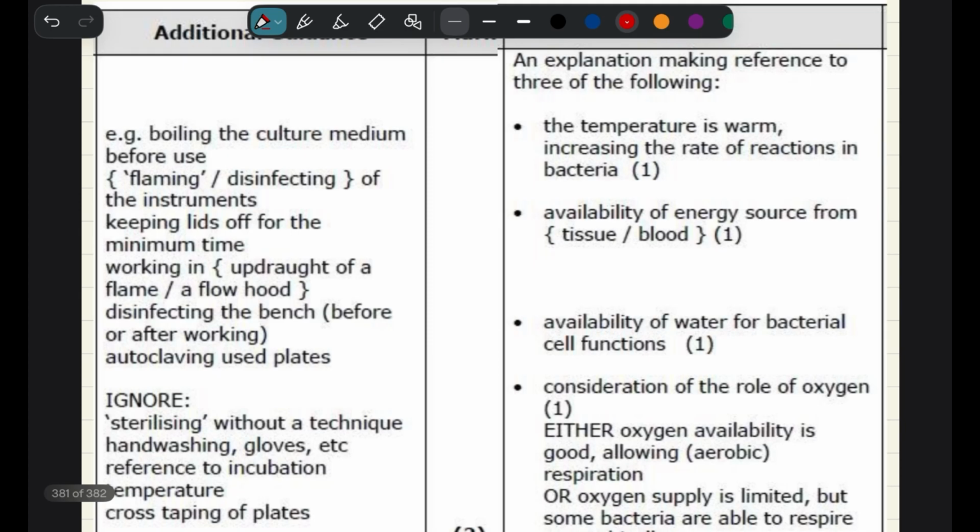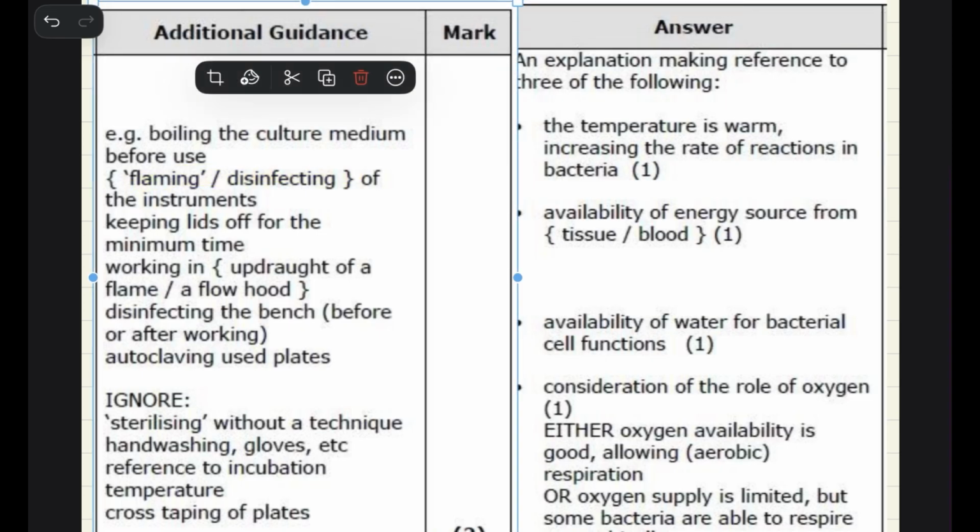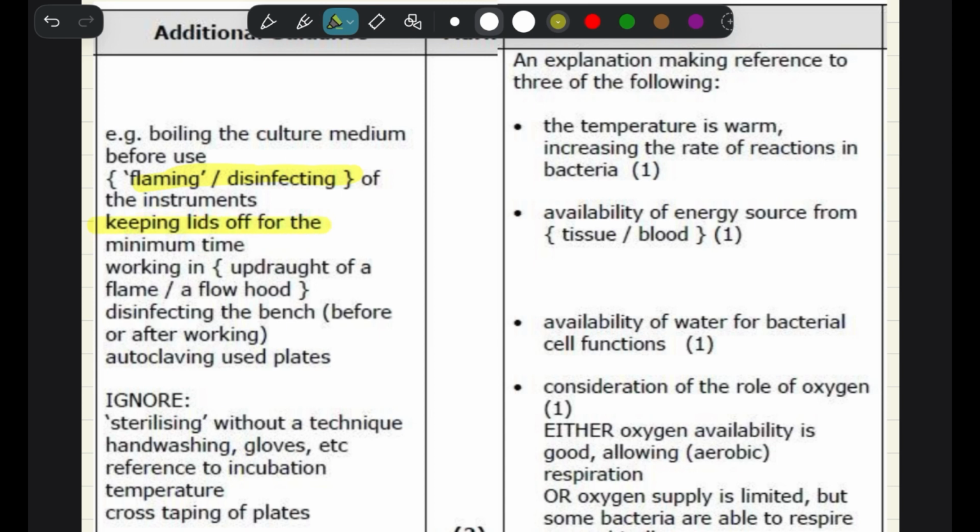Now, the next one was about the aseptic technique. So these are things that you should have known from doing the practical in school. So we flame disinfect the surfaces. That's good. Keep the lids off for a minimum amount of time. Also good. You're thinking flame hoods are good. Disinfecting the bench, autoclaving plates.